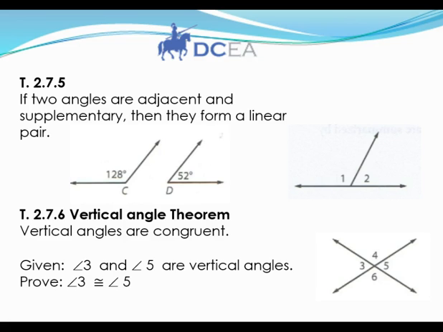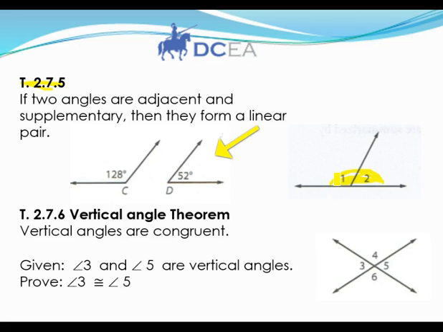Theorem 2.7.5. If two angles are adjacent and supplementary, then they form a linear pair. So we now have two angles that are adjacent and they're supplementary. They form this angle of 180 degrees. And they are a linear pair.